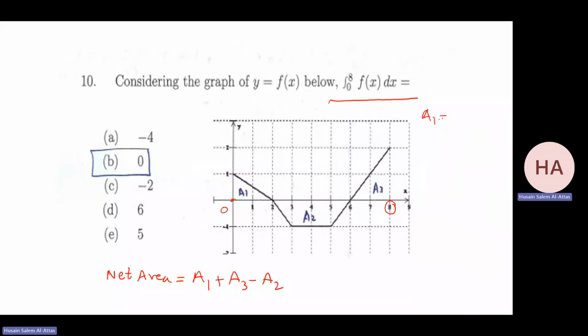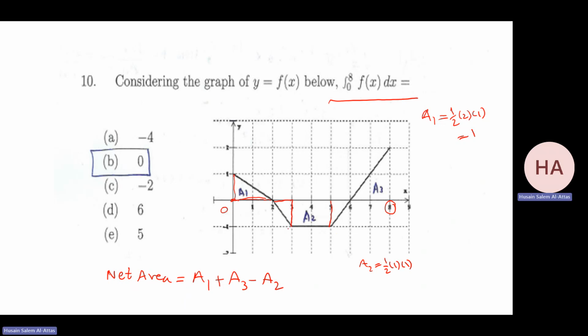Area 1 is just a rectangle. The width is 2, the height is 1. That will be half of 2 times 1, and that is 1. That is area 1. Area 2, what will it be? You can deal with it as a trapezoid, or as one triangle, one rectangle, and one triangle. This triangle is 1, 1, so it will be half. Let me do it here. A2 is half of 1 times 1.